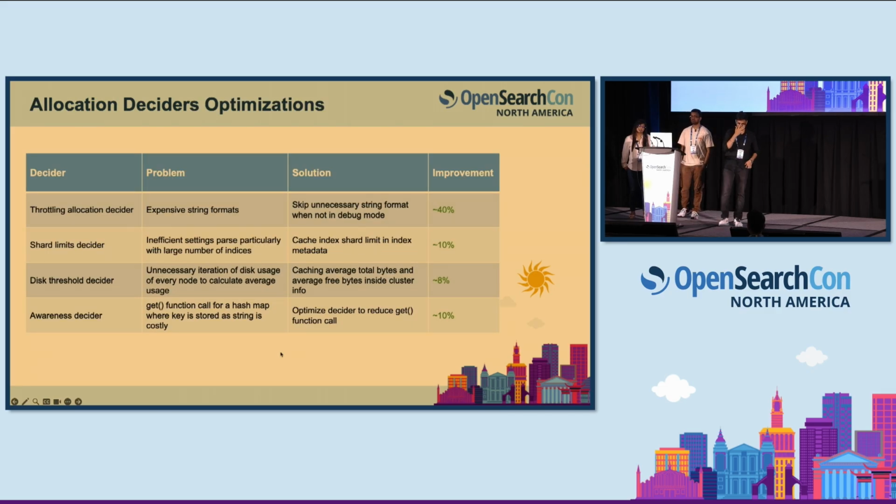Allocation decider optimization. The first one, the throttling allocation decider: the problem was just the expensive string format. When not in debug mode, where it doesn't need to send a message back to the user, it was still doing string format calls. So what was the solution? We skipped the unnecessary string formats that were happening outside the debug mode.